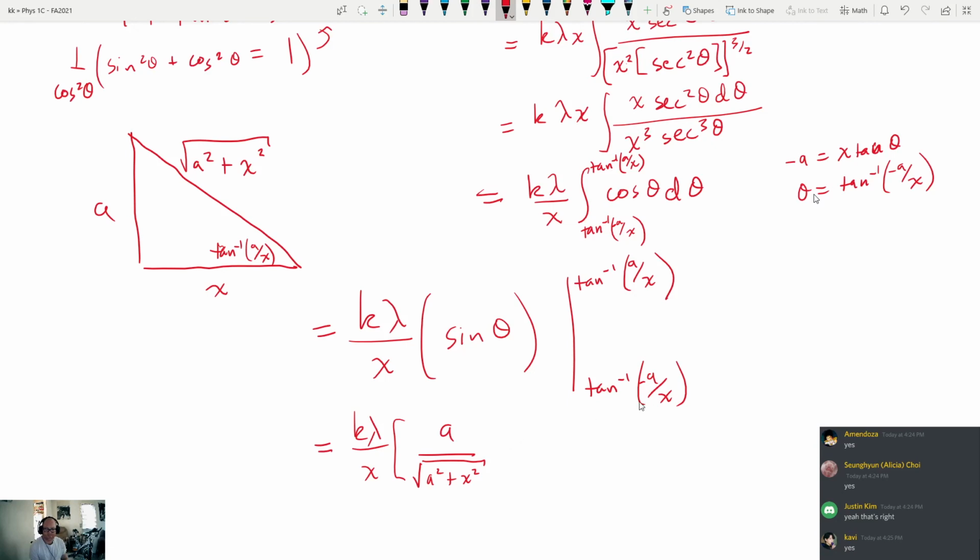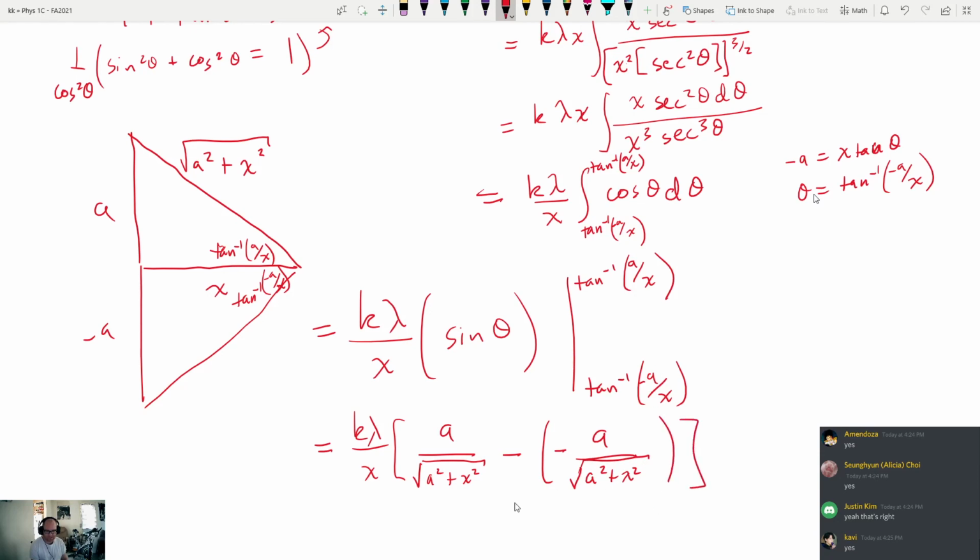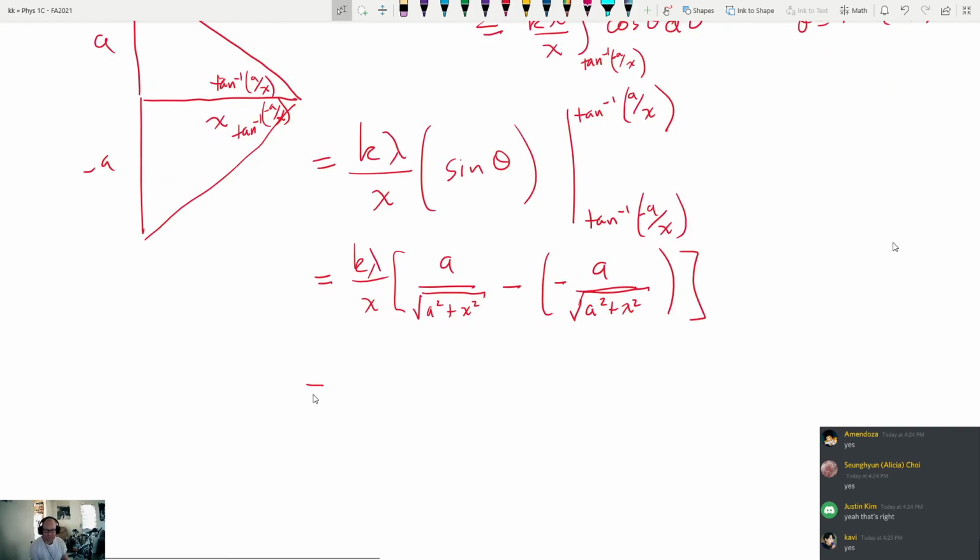And then if it's a negative sign, that's going to be like a triangle down here, where now you're going to have the tan negative 1 of negative a over x, where this is negative a, and now the sine is going to be minus negative a over the square root of a squared plus x squared. So the minus sign right here is from the negative a. The minus sign right here is just from the way you do integrals. So finally what we get is 2k lambda a divided by x times the square root of a squared plus x squared.